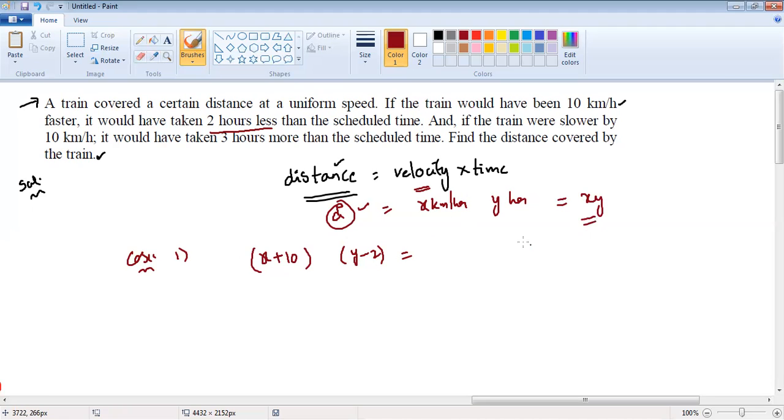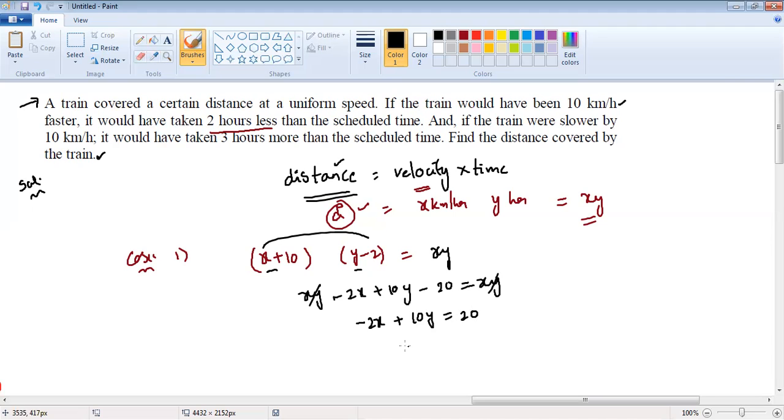Because the distance is a common feature, we take it as xy. Then we multiply: (x plus 10) into (y minus 2), which gives xy minus 2x plus 10y minus 20, equal to xy. The xy cancels on both sides. Then minus 2x plus 10y is equal to 20. Cancelling the 2, minus x plus 5y is equal to 10.